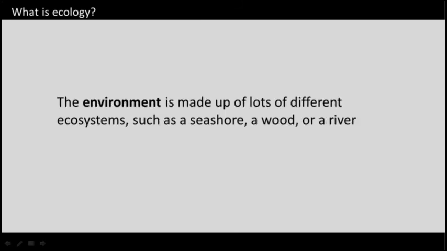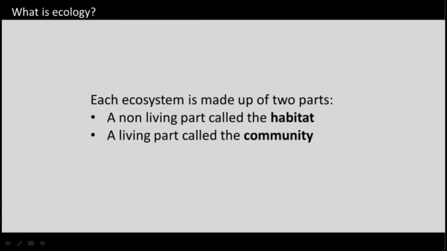The environment is made up of lots of different ecosystems, such as a seashore, a wood, or a river. Each ecosystem is made up of two parts: a non-living part called the habitat and a living part called the community. The habitat is the place where the organisms live. It has the conditions that they need to survive, such as the right amount of light, oxygen or water, and a suitable temperature.